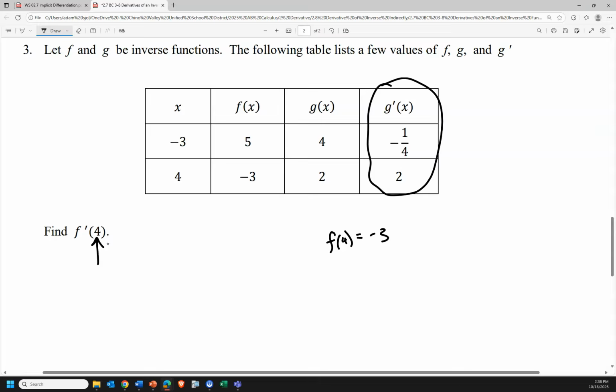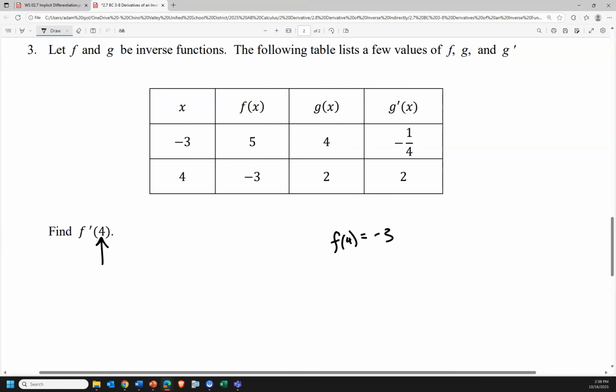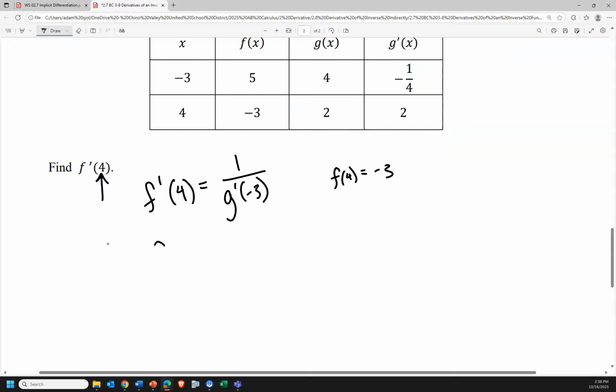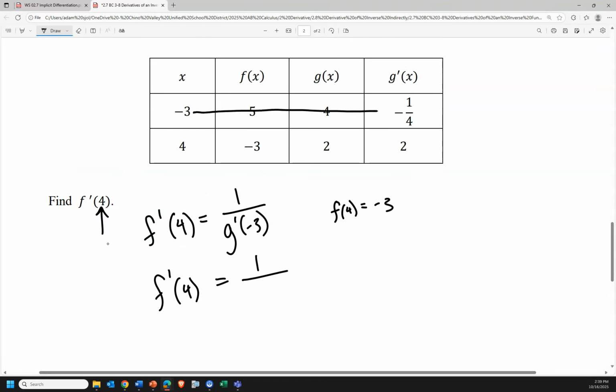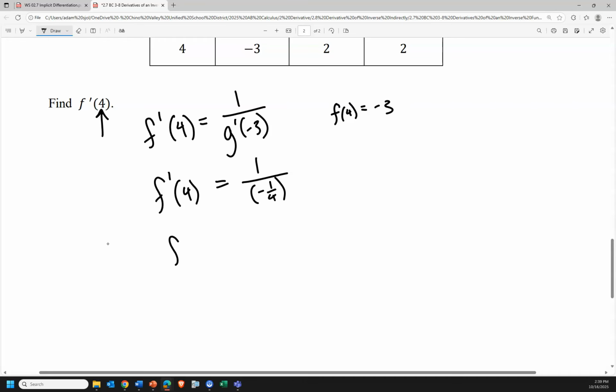Anyways, f of 4 is negative 3, so that means that's the piece we're talking about. Okay, so f of 4 is negative 3, and f prime of 4 is going to be 1 over g prime of negative 3. And so we could be done. We won't be. Shoot, that's in the table. I meant to just write that. And it says g prime of negative 3 is negative 1/4. And so, of course, f prime of 4 is negative 4.